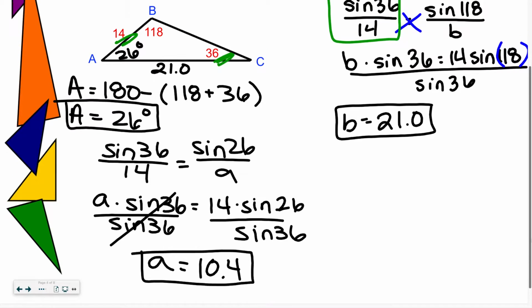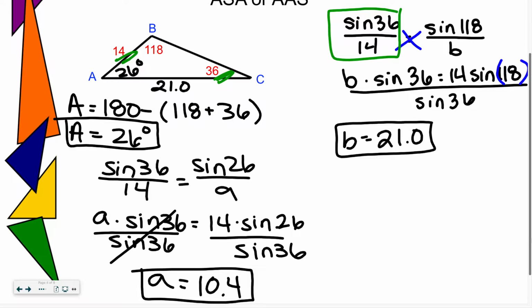All right, and then I got 10.4. I know all the missing things of my triangle, right? I knew three things to start, and I end with three things. So I got everything. Good work.